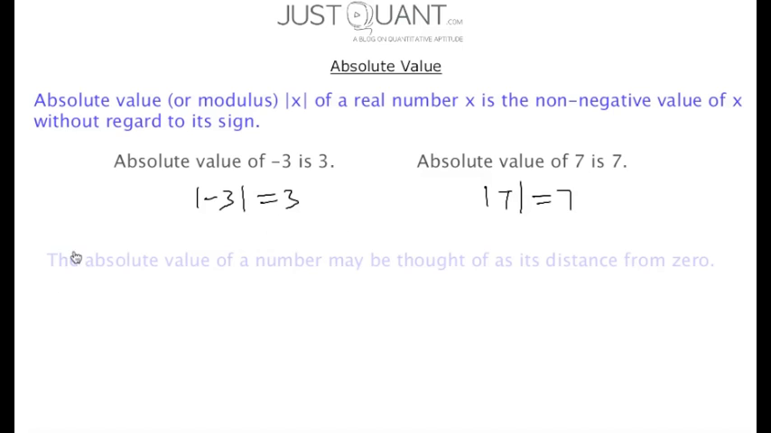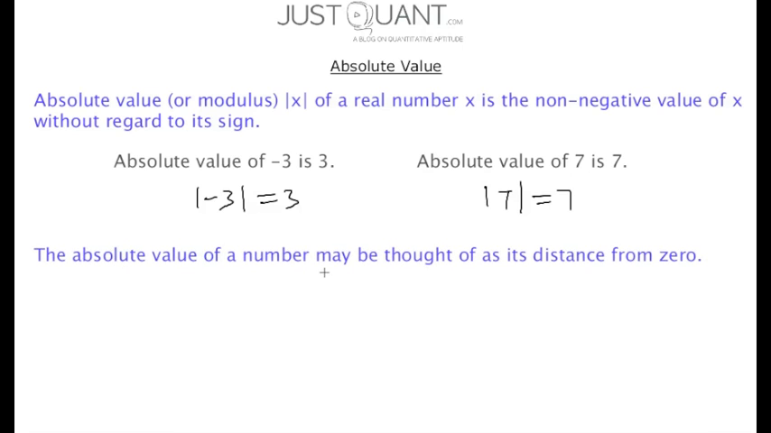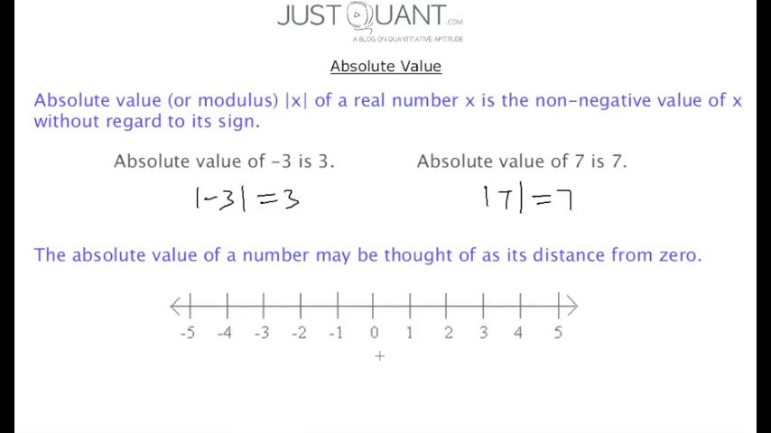Okay, the absolute value of a number may also be thought of as its distance from 0. For this, let's consider a number line. Here, the number 3 is at a distance of 3 units from 0, right? And the number minus 3 is at a distance of 3 units from 0.